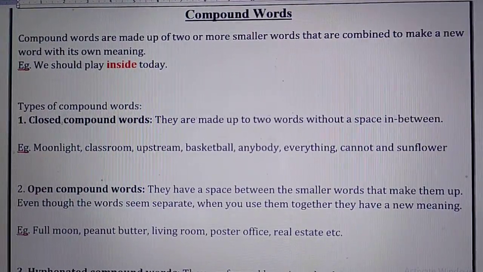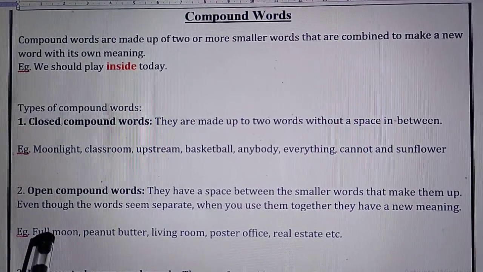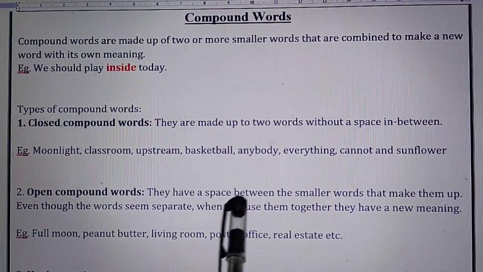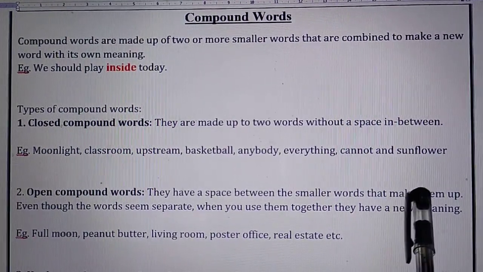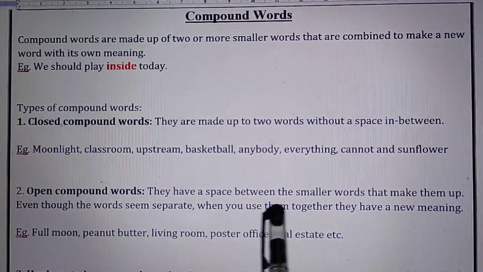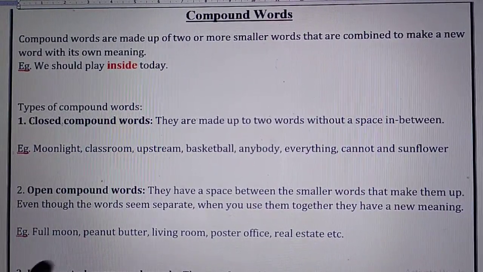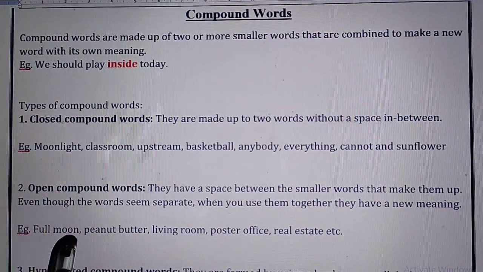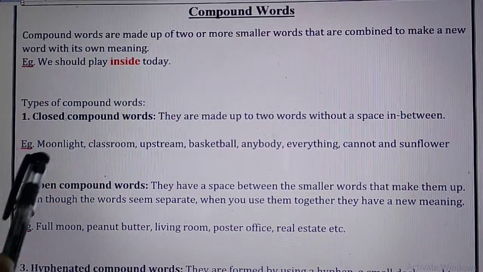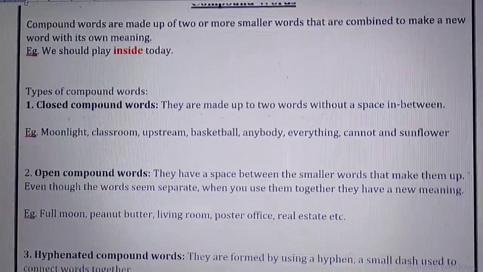Now the second one is open compound words. So what is the difference? They have some space in between. So let us read the definition. They have a space between the smaller words that make them up. Even though these words seem separate, when you see them together, they have a new meaning. So these words are written separately, but when they are read together, they have a different meaning altogether. So what is the difference? Here there is no space and here there is space. So open will have some space in between.